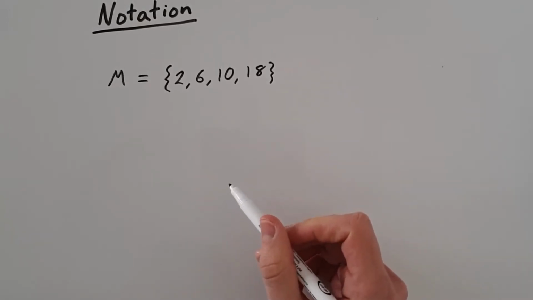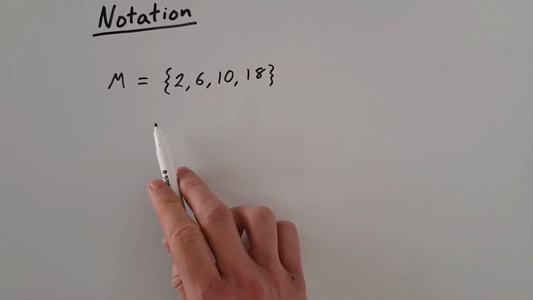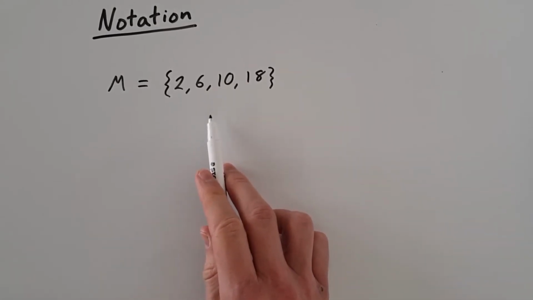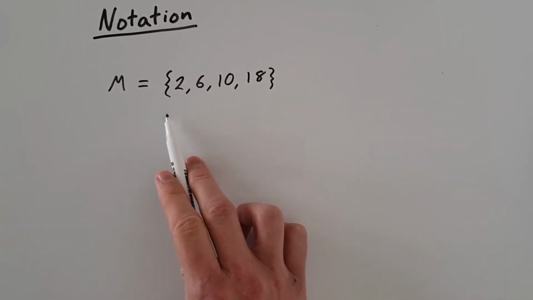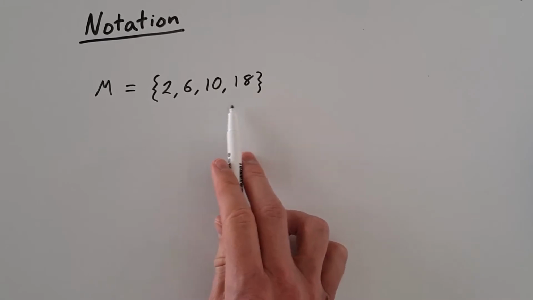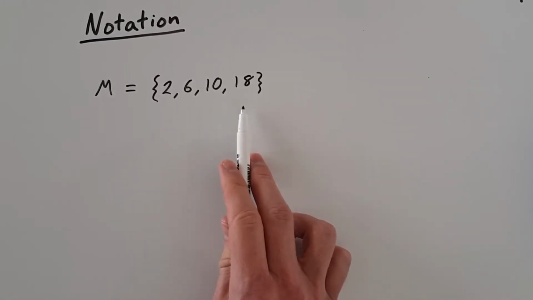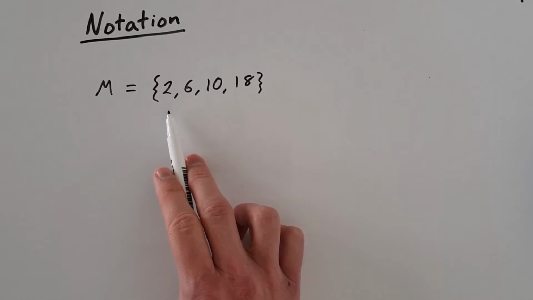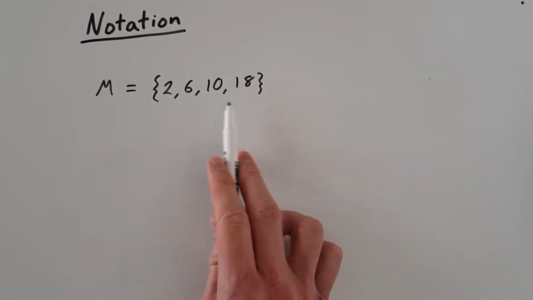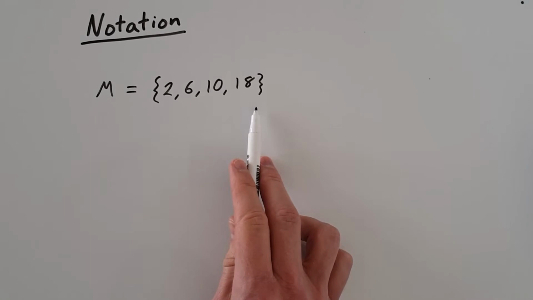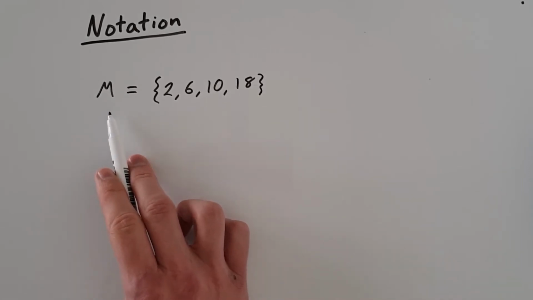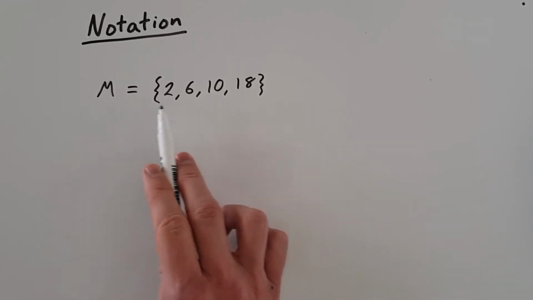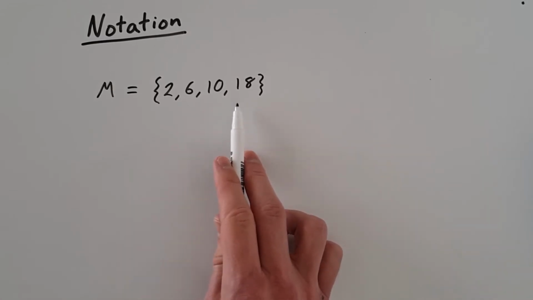Okay, so let's go over some set notation then. Here I have a set, and the reason why we know it's a set is because we have some curly brackets here. This tells us that it's a set, and whatever is written inside the curly brackets is what makes up our set. In this example, the numbers 2, 6, 10 and 18 all make up our set. We can give our sets names as well. These are usually given capital letters as names, so in this case we've called ours M. So our set M is made up of the numbers 2, 6, 10 and 18.